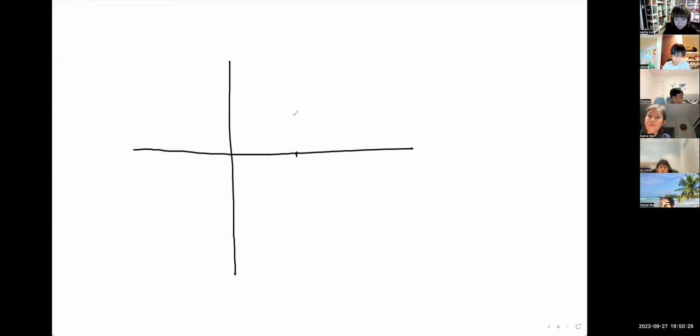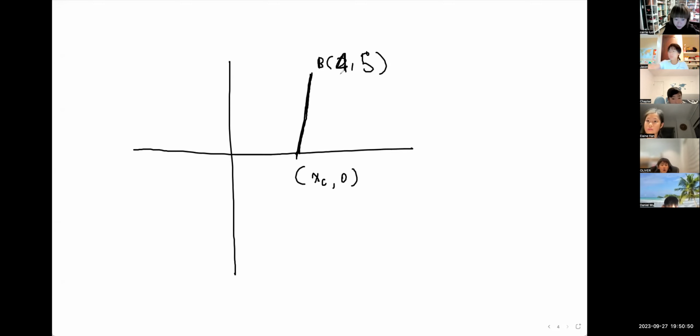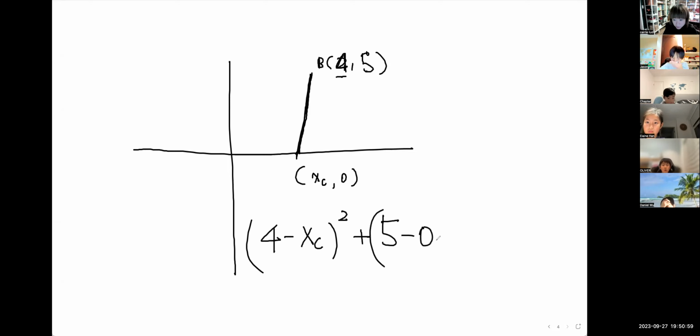So if I have this one, it is called xc, 0, and this one is called B, which is 4 and 5. Okay, so I connected them. So how to do the distance of them? Okay, so it's 4 minus xc squared plus 5 minus 0 squared and the square root.